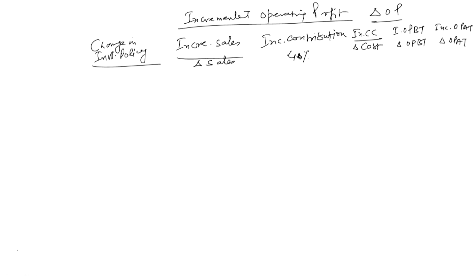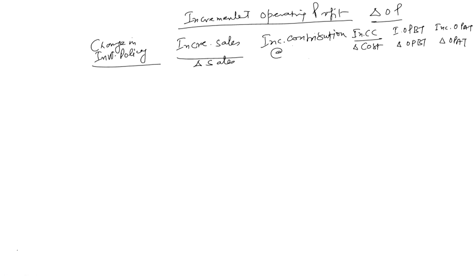These are the columns. So, change in the inventory policy, change in the incremental sales because of that, so it is delta sales, incremental contribution at the rate of 40%, and incremental carrying cost. Carrying cost will also increase because now the sales are going to increase, inventory is going to increase, and then incremental operating profit before tax and incremental operating profit after tax.